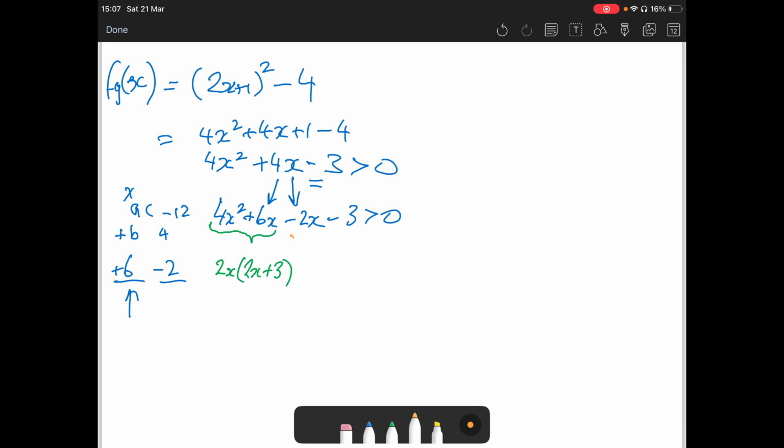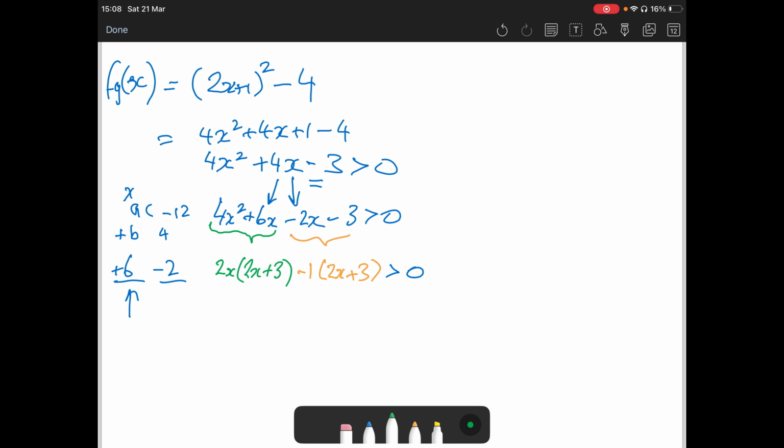I'm going to do it in orange. Now, here, you're probably thinking, there's nothing that goes into both of these, and you're kind of right. But I'm going to bring out minus 1. Minus 1 is a common factor. The reason I do this is because inside the bracket, I get 2x plus 3 again. Now, if you only brought out plus 1, you'd get minus 2x minus 2 in the brackets, and the brackets wouldn't line up. That's why I'm doing the minus 1.